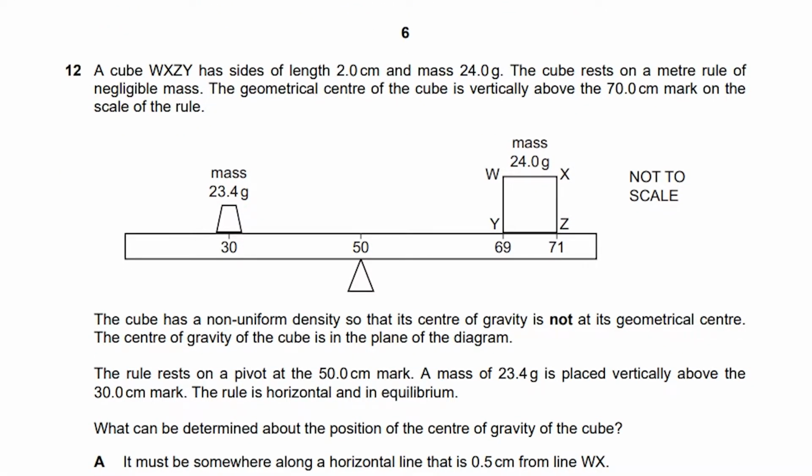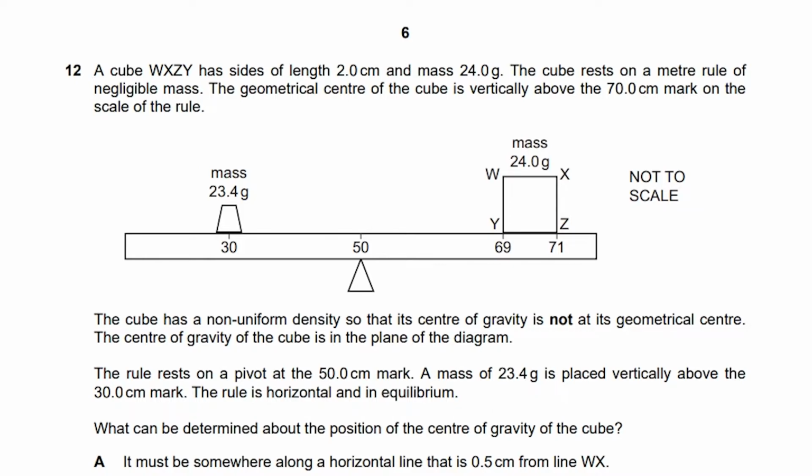Question number 12. A cube WXYZ has sides of length 2 cm and mass 24 gram. The cube rests on a meter rule of negligible mass. The geometrical center of the cube is vertically above the 70 cm mark on the scale of the rule. The cube has a non-uniform density so that its center of gravity is not at its geometrical center. The center of gravity of the cube is in the plane of the diagram.